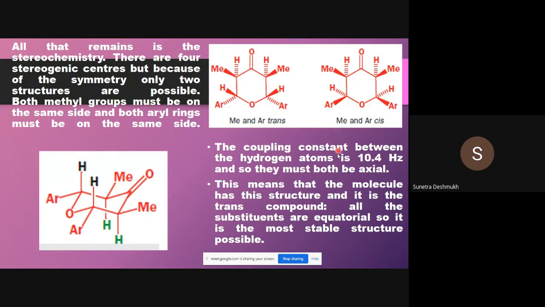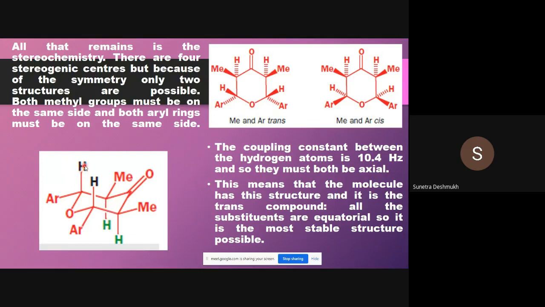The coupling constant between the hydrogen atoms is 10.4. As we know, if the coupling constant is high, more than 9 hertz, then definitely the hydrogens must be axial. So here the black colored hydrogens are present axially. Now the green colored hydrogen atoms are vicinal to these black colored hydrogen atoms, so these vicinal hydrogen atoms are also axially placed.